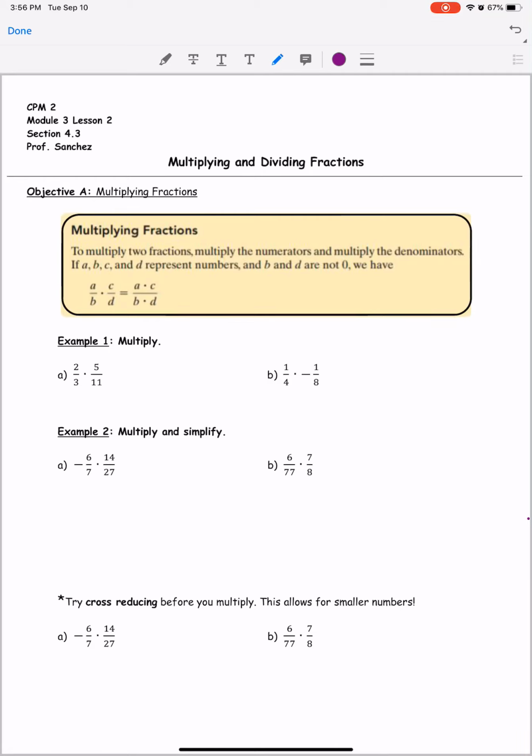Multiplying and dividing is actually a lot easier than adding and subtracting fractions, so that's why we're starting here with multiplying and dividing. Right here tells you how to multiply and divide your fractions. It says to multiply two fractions, you're simply going to multiply the numerator and multiply the denominator. So we are multiplying straight across.